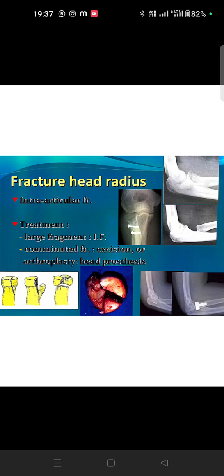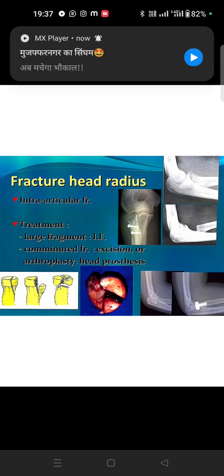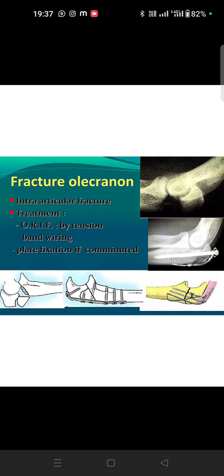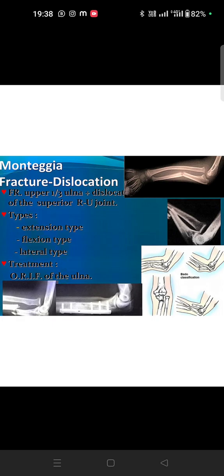So fracture of the head of the radius is an intra-articular fracture. Its treatment for large fragment and comminuted is excision. Then arthroplasty they will do. Last class I explained arthroplasty. Okay, so this is for olecranon. For this ORIF they will do, and tension band wiring they will do. Then plate fixation they will do. So simply for the upper limb, you can learn what the treatments are and which joints they are using.